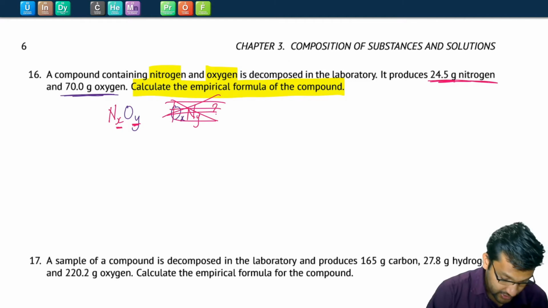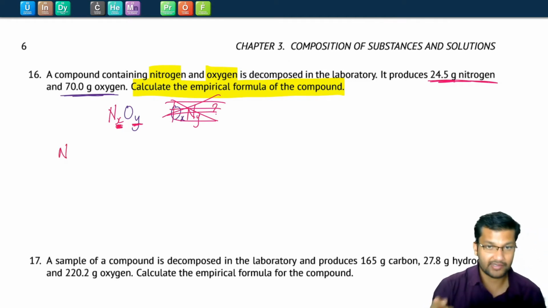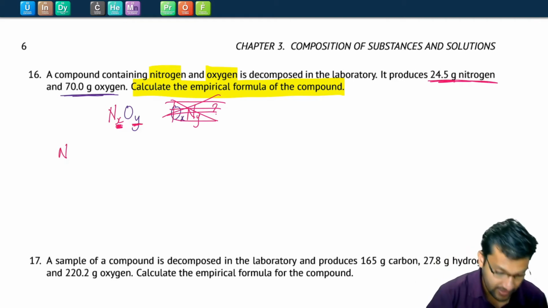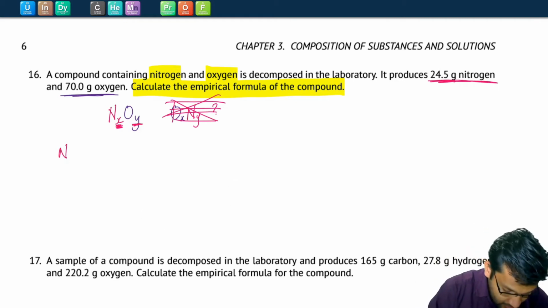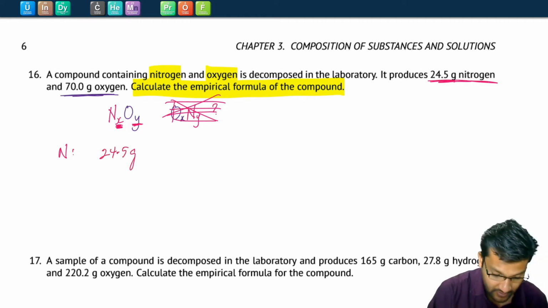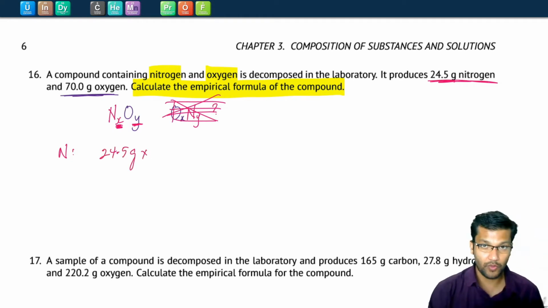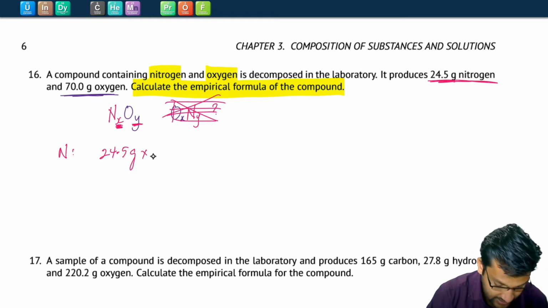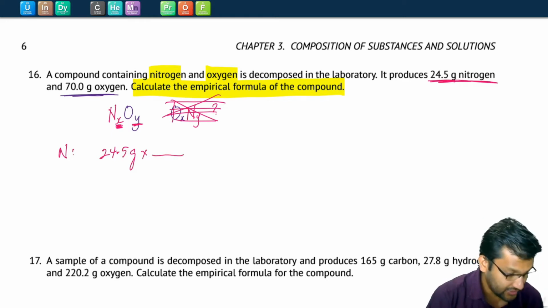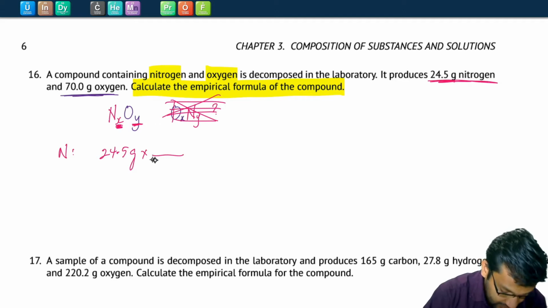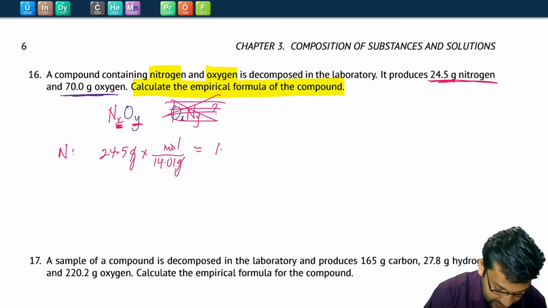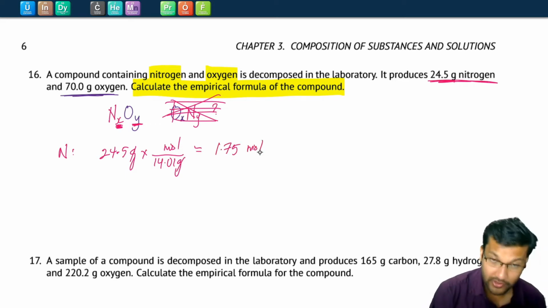And let's look at nitrogen first. We need to figure out the number of moles, right? Because that's what the x and y represent, the number of moles of each of the elements. So if we know the mass, 24.5 grams of nitrogen, we can convert to number of moles using molar mass, right? We look that up in the periodic table, and the molar mass for nitrogen is 14.01 grams per mole, such that the grams cancel out, and in this example we get 1.75 moles of nitrogen.